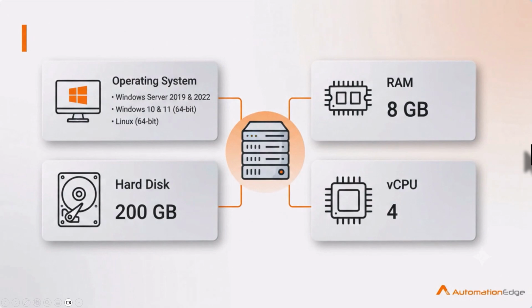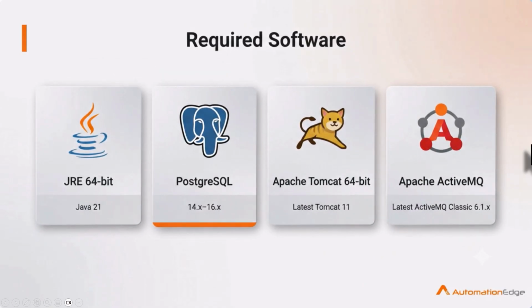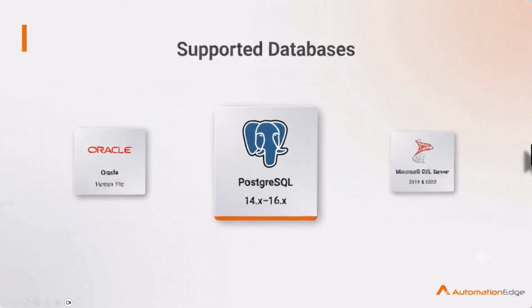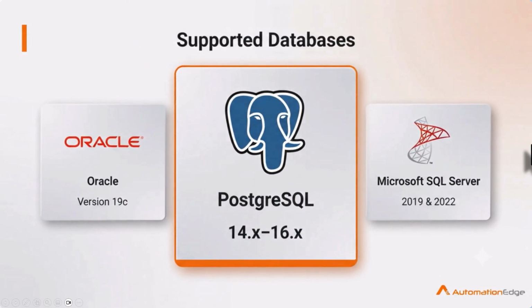For this installation, your machine needs at least 8 GB of RAM, 200 GB of disk space, and 4 CPUs. On the software side, you will need Java 21, PostgreSQL, Apache Tomcat 11, and Apache ActiveMQ Classic 6.1.x. AutomationEdge supports 3 databases: PostgreSQL 14-16, Oracle 19c, and Microsoft SQL Server 2019 or 2022. In this video, we are using PostgreSQL.